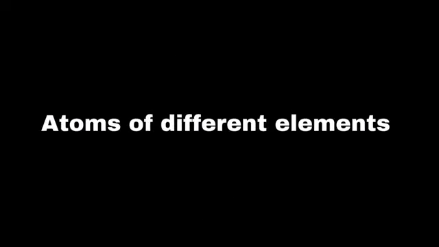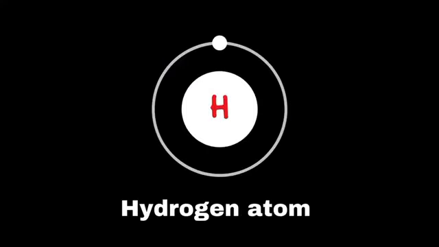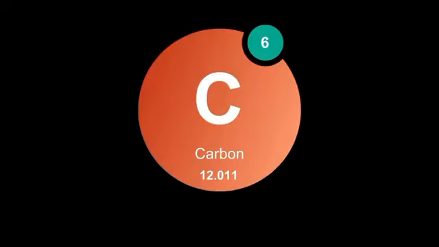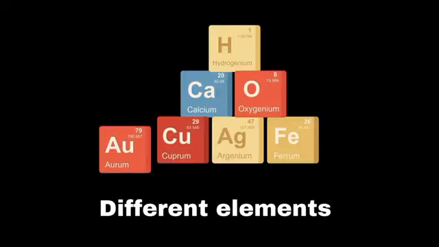When atoms of different elements combine, they form a compound. Compounds are substances made of 2 or more different elements that are chemically bonded together in a fixed ratio. Water, for instance, is a compound made of hydrogen and oxygen, while carbon dioxide is a compound of carbon and oxygen. The key difference between an element and a compound is that elements consist of only one type of atom, while compounds are made from atoms of different elements.